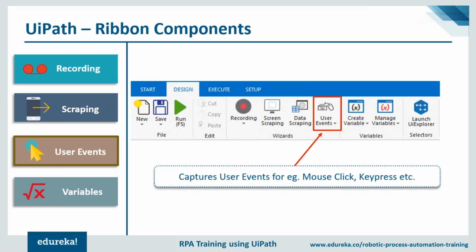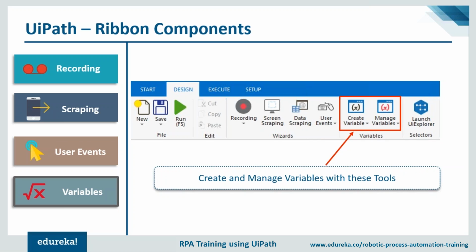Then we have the user events. Any kind of input that you can give to your computer is known as a user event. As a user, the only kind of input you can give to the computer is a mouse or a keyboard event. So you can either enter values through the keyboard or through the mouse. All the activities like scrolling up or down, clicking the left or right button of the mouse come under the user events. Now, the fourth component is a very important component, that is variables.